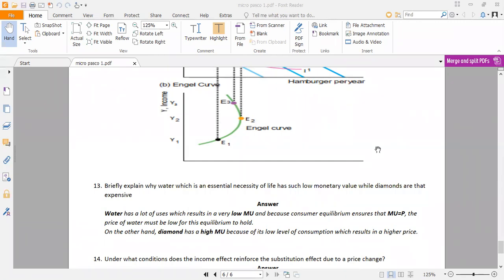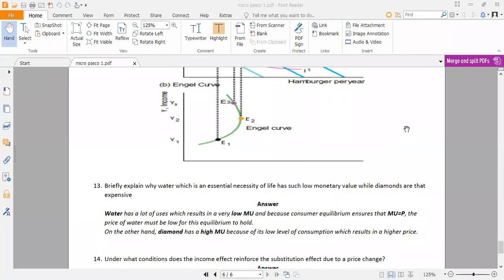Question 13. Briefly explain why water, which is an essential necessity of life, has such low monetary value, while diamonds are that expensive. All right, so I'm sure you saw this question in high school. We have two ways of answering it, but because it relates to consumer theory, let's use the marginal utility one. We know that for a one-commodity case, the consumer is in equilibrium when marginal utility is equal to price. If you take something like water, bear in mind that if consumption of a commodity is very high, the marginal utility tends to be low.